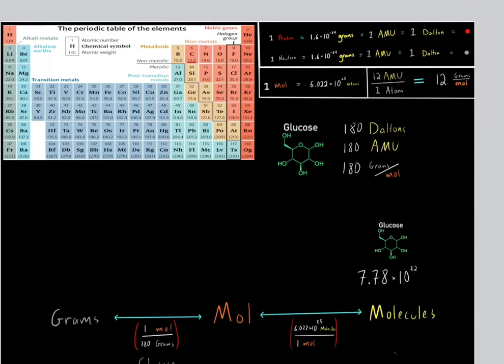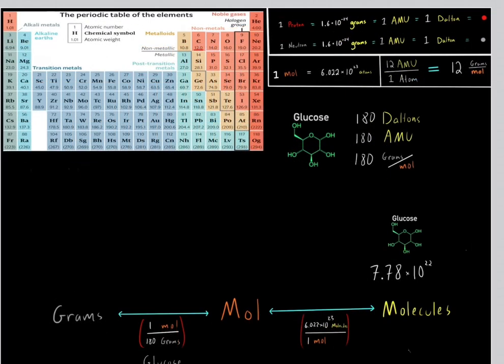So again, we know looking at a glucose molecule, there's 180 Daltons of mass per glucose molecule, which means there's 180 atomic mass units per molecule of glucose, which means there's 180 grams of glucose per 1 mole of glucose. So again, that's our conversion factor from grams to moles. And we know the conversion factor from molecules to moles. We know that's just Avogadro's number. So that's constant. So that's how you go from molecules to moles.